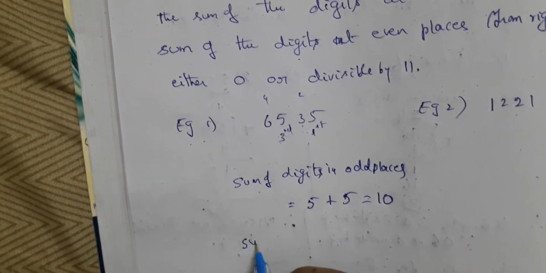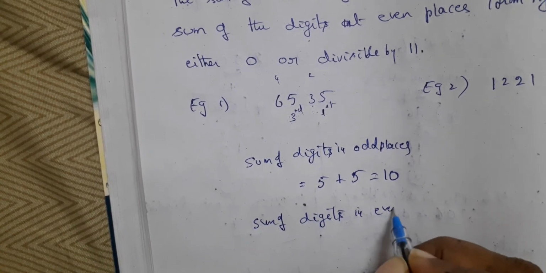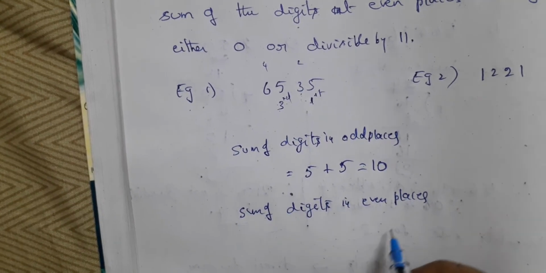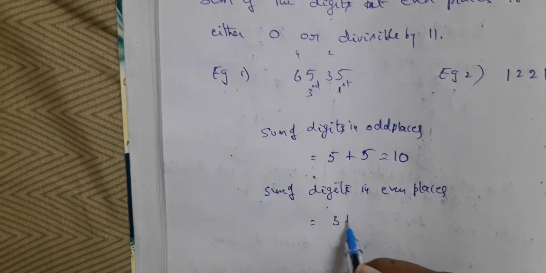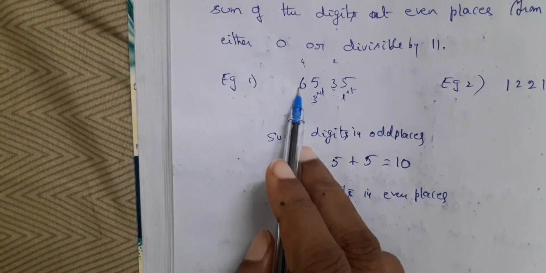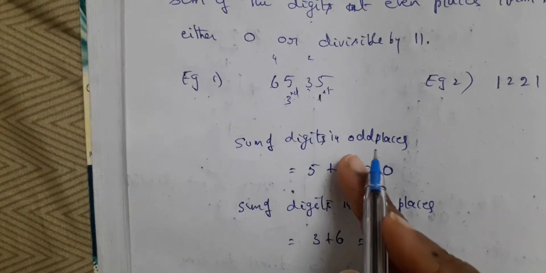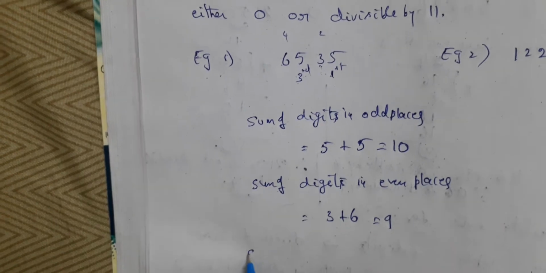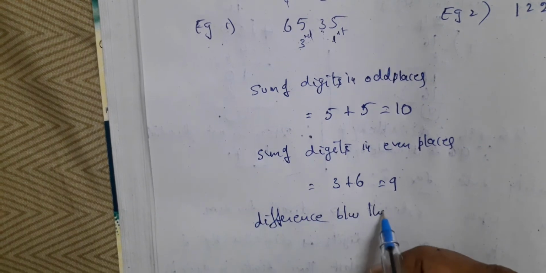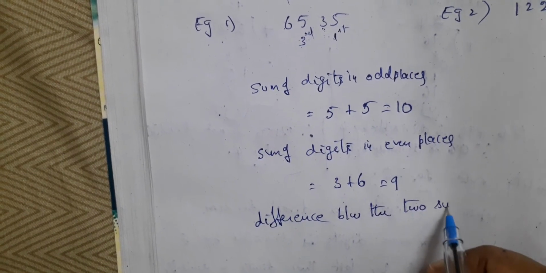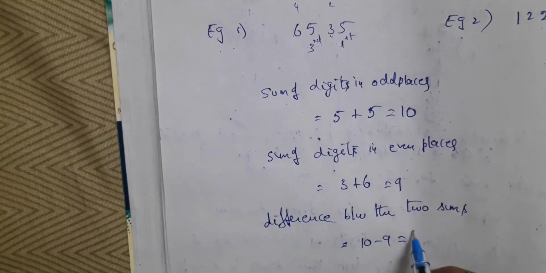Next one, sum of digits in even places. So again from right, even place means second place and fourth place here. So that is 3 plus 6, which is equal to 9. Now you have to find the difference between these two numbers, right? Now I'll write the difference between the two sums. What is the difference? 10 minus 9, which is equal to 1.